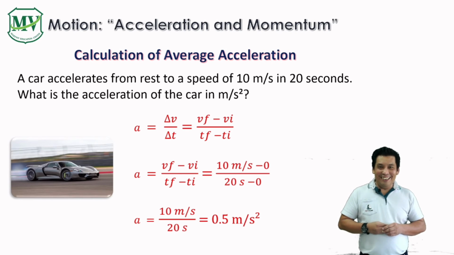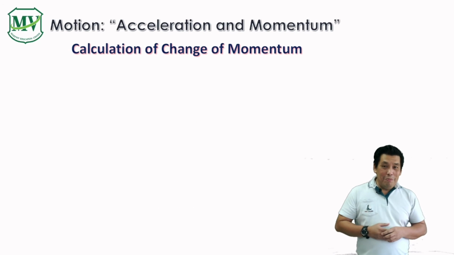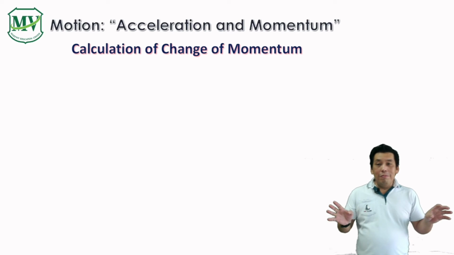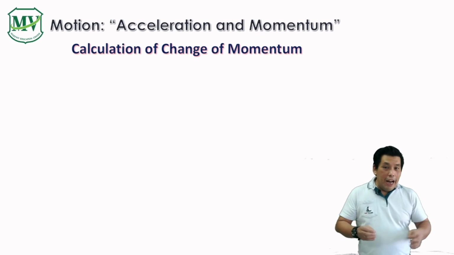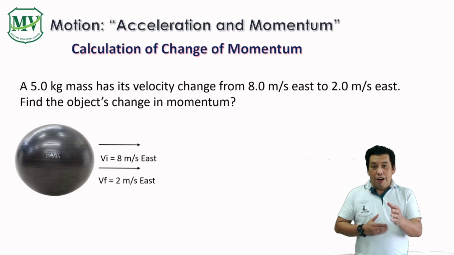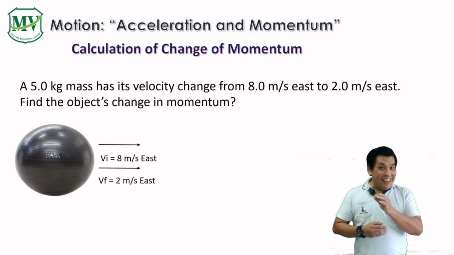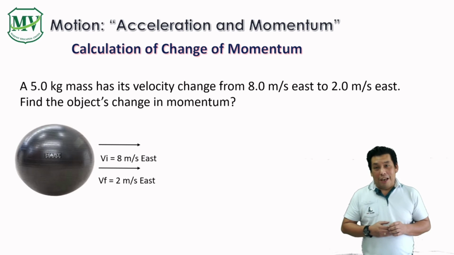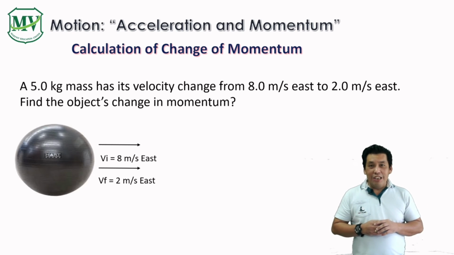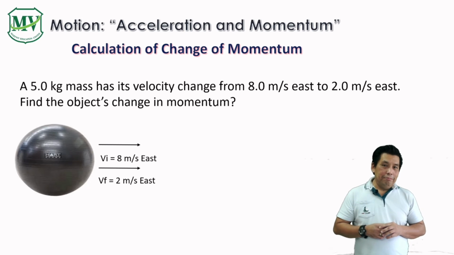Very good. For this next problem, we'll be calculating change of momentum. Now the problem states like this. A 5 kilogram mass has its velocity change from 8 meters per second east to 2 meters per second east also. Find the object's change in momentum.